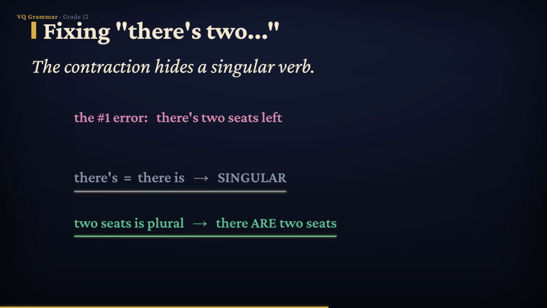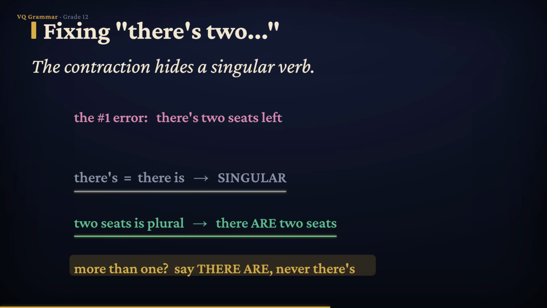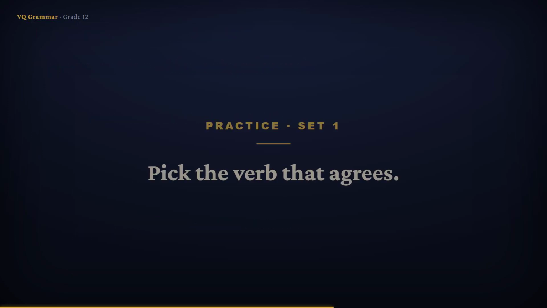Train your ear on this. If what follows is more than one, say there are, never there's. Let's practice. In this first set, every sentence either begins with there or here, or it's a question. So the subject is hiding somewhere after the verb. Your job is to pick the verb form that agrees. Find the real subject first, then choose. Pause the video and decide before I reveal each answer.